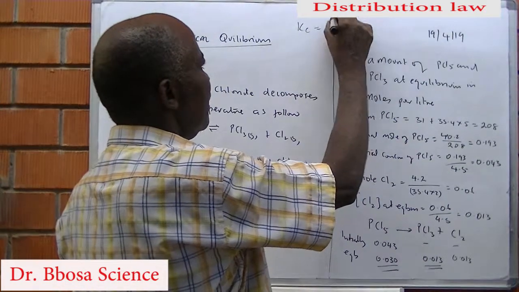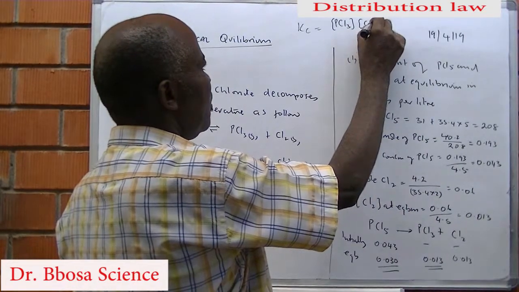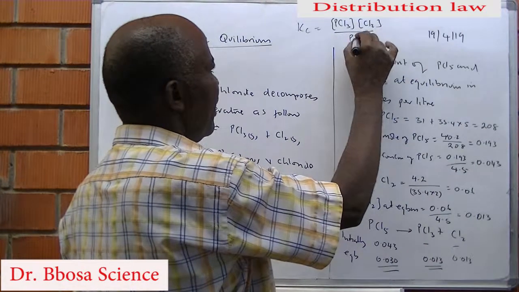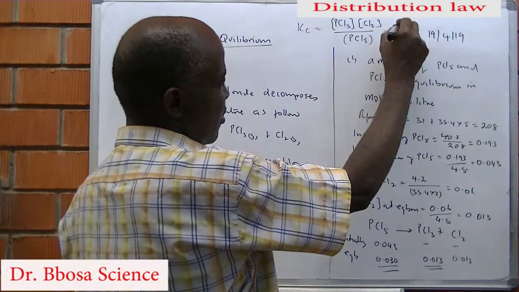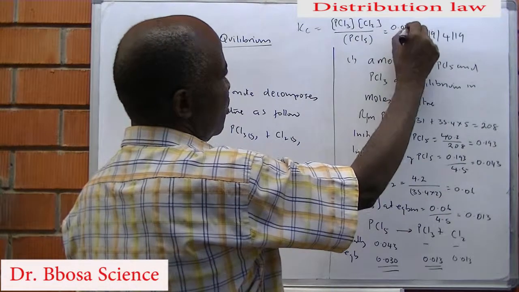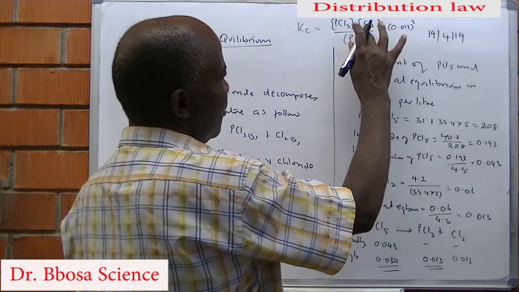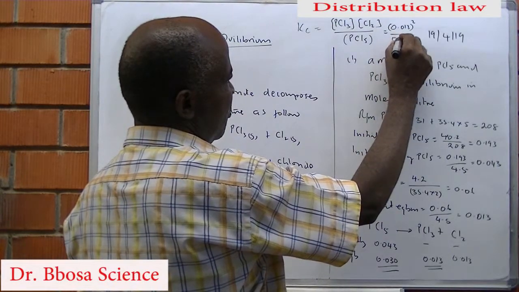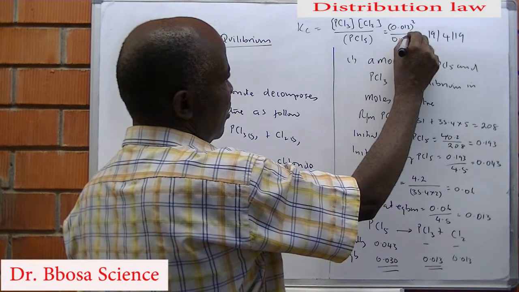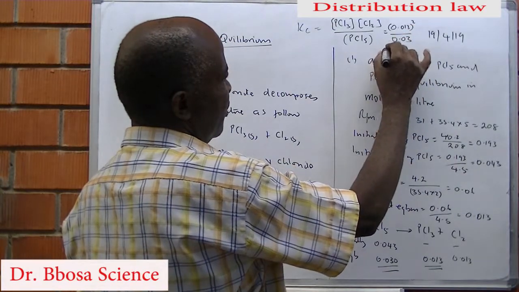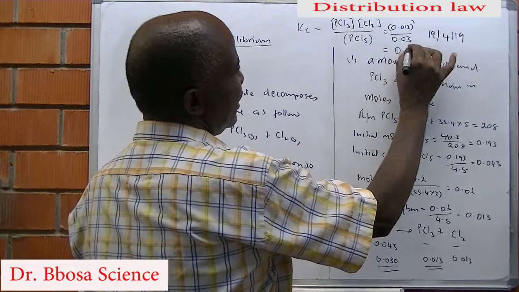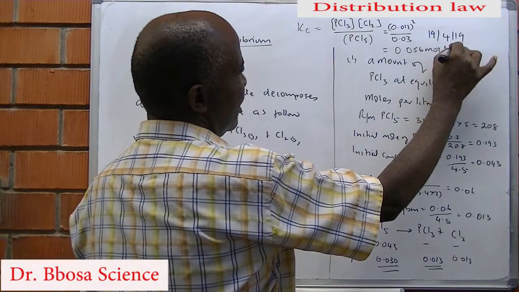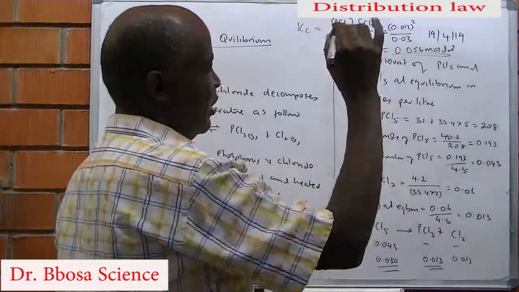Therefore, our Kc is equal to PCl3 times Cl2 over PCl5, which is equal to 0.013 squared, because the moles of this is the same as the moles of this, over 0.03, which is equal to 0.056 moles per decimeter cubed.